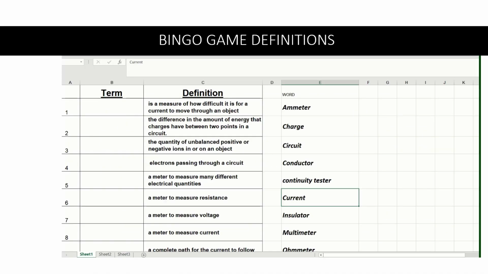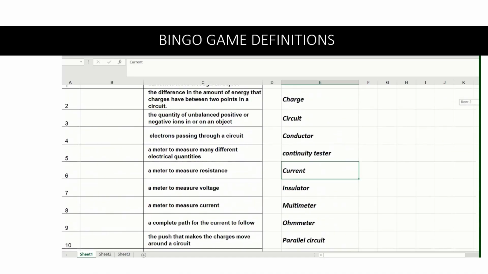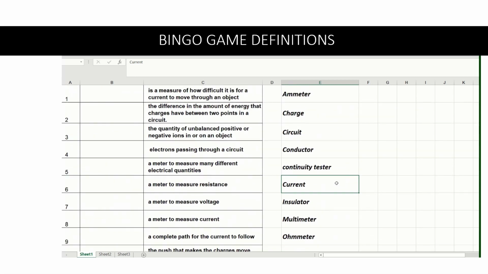I've got my 16 words down here. Whoops, I've given you the next one, and I could copy this one and I could move it. So I could move my box and place it where it says electrons passing through a circuit. Let's go on to the next one.